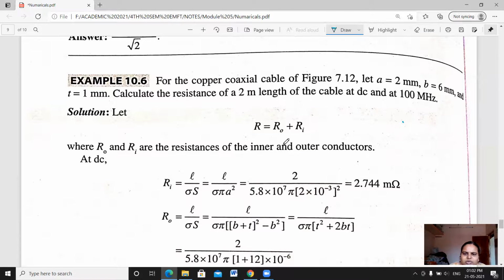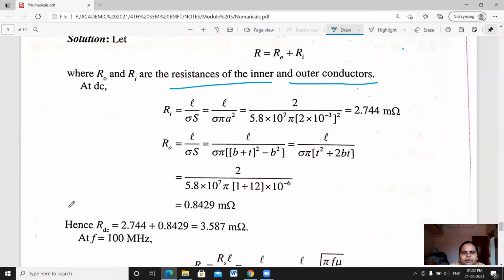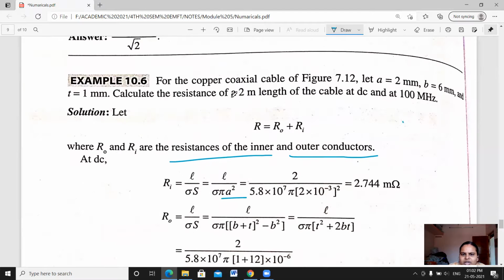Then let R be equal to R_o plus R_i, where R_o and R_i are the resistances of the outer and inner conductors. Therefore, at DC, we come across this equation: R_i is going to be L divided by sigma S, that is nothing but L divided by sigma pi A squared. What is the area of the surface? You have to write here the 2 meter length, that is 2 divided by sigma.